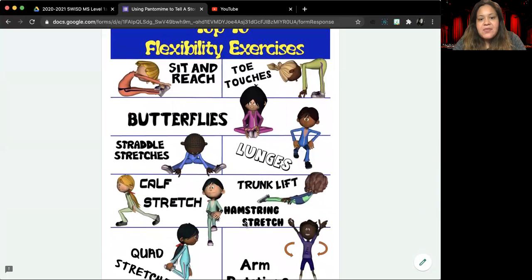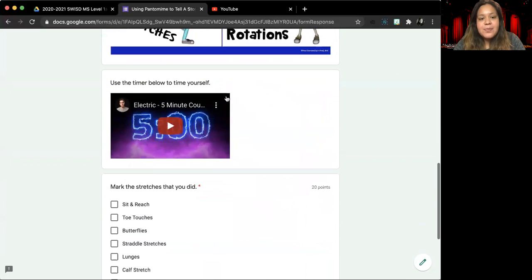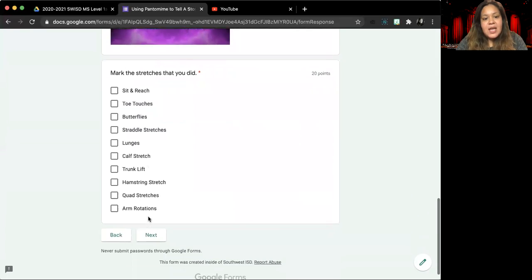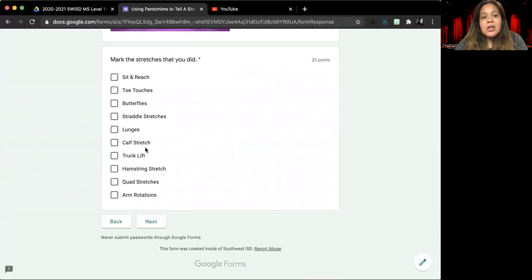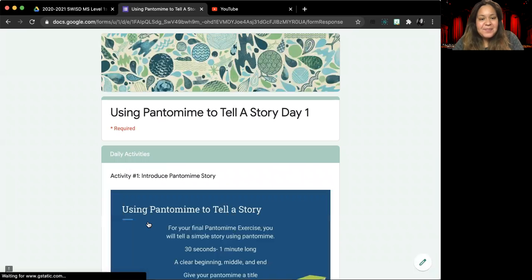And so I have my flexibility exercises poster. You all have seen this plenty of times. You should be very familiar with it. We have our 5-minute timer so that you can keep track of how long you have been stretching. And then we have our chart where you mark whichever stretches you did. Remember, you do not have to do all the stretches on the list. Just do whatever you can within those 5 minutes of stretching time. Once you are done stretching, go ahead and click next.